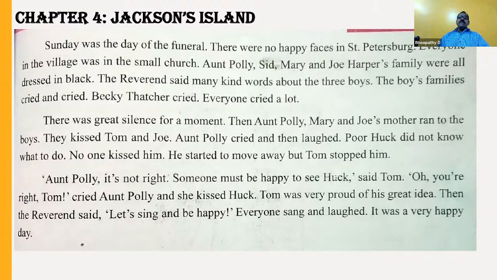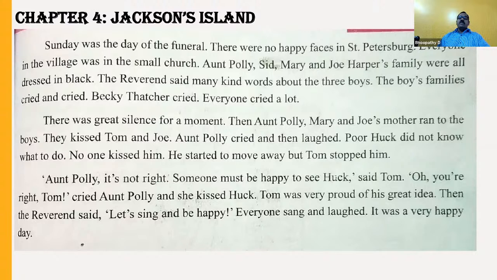There was a great silence for a moment when the three boys appeared before the church. Aunt Polly and Mary's mother ran to the boys. They kissed Tom and Joe. Aunt Polly cried and then laughed. She was very happy to see Tom again. But poor Huck, nobody was there to receive him, to invite him, nobody was there to kiss him.